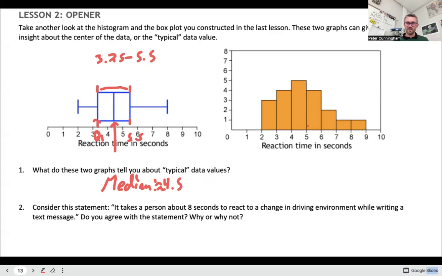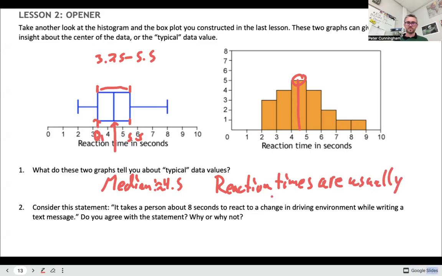That's what usually happens. And so here, I think even the first time we looked at this data, we said right around 4, right around 5 is what's mostly happening, right? Where's the center at? So this tells us that reaction times are usually roughly 4.5 seconds.